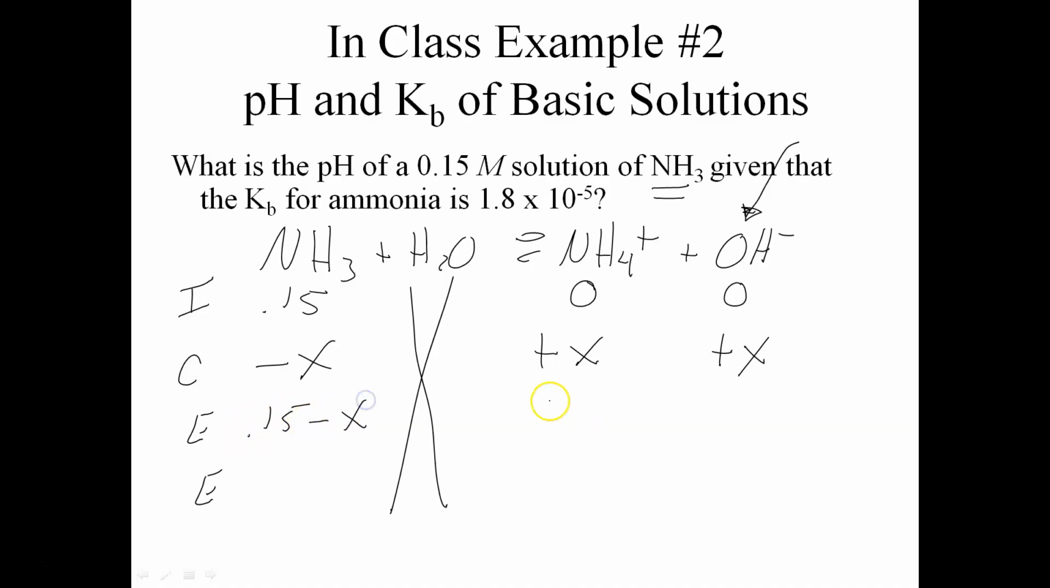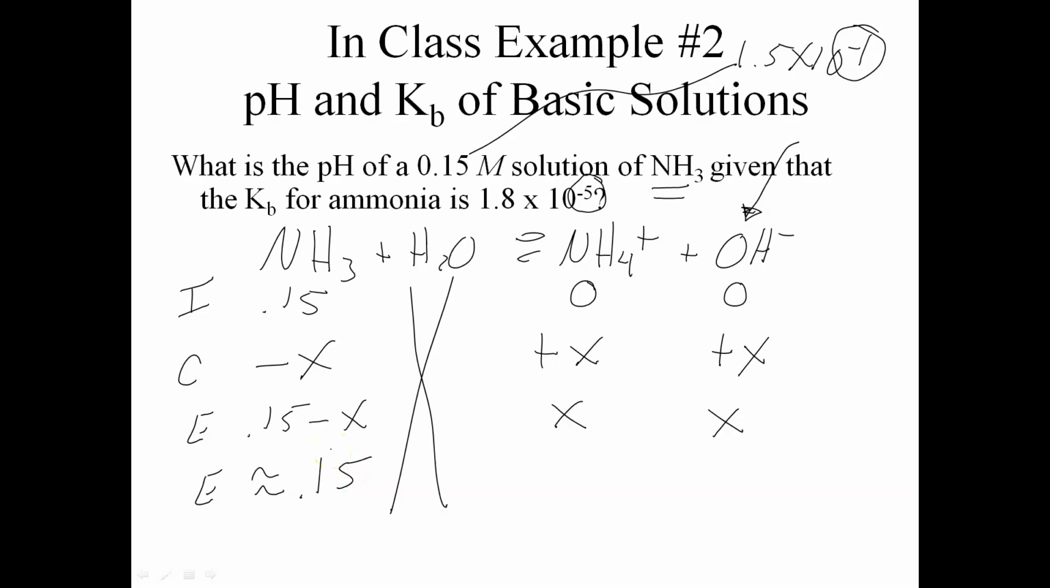0.15 minus x, x, x. Okay, let's rewrite our initial concentration as 1.5 times 10 to the negative first. This looks like we should use the quadratic, but we don't need to, because the exponent on my Kb value is a negative 5 and on my initial concentration it's a negative 1. It's a difference of 4, so we can make the assumption. We're going to have an equilibrium concentration of NH3 at approximately 0.15 molar.